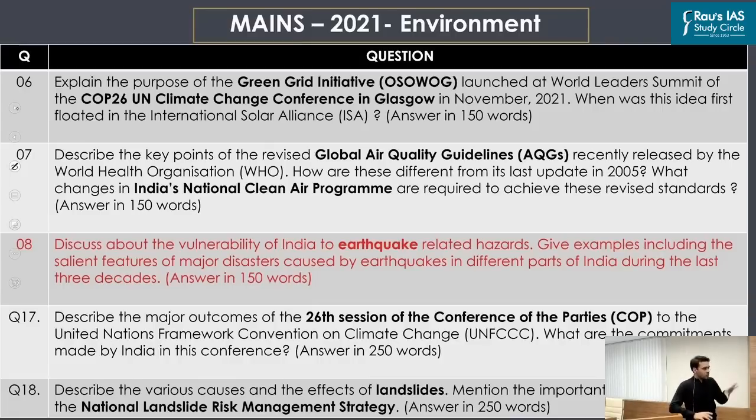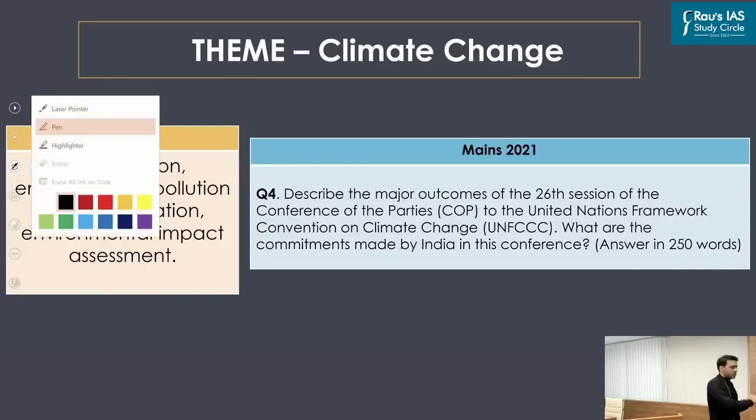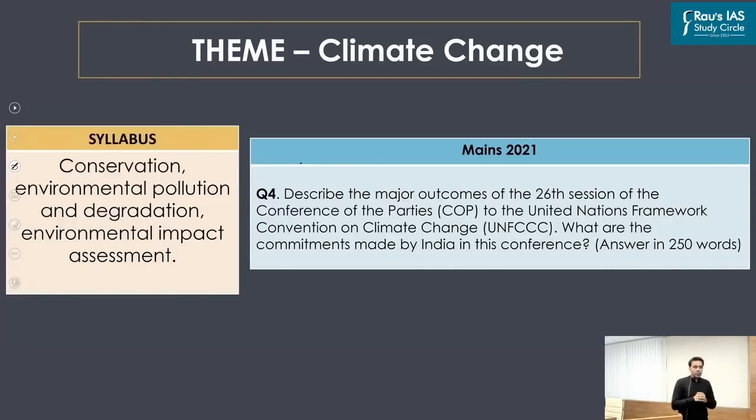All right. As we did yesterday, and as was done today by Baswa sir, we will take up one question and try to understand how we could have answered it. The question is: describe the major outcomes of the 26th session of the COP to UNFCCC. What are the commitments made by India in this conference? This question was of 15 marks and needed to be answered in 250 words. If you map the syllabus, it directly maps to conservation, environmental pollution, and degradation. So basically everything related to climate.